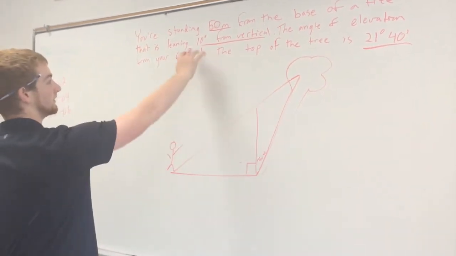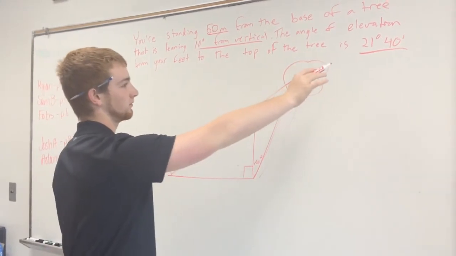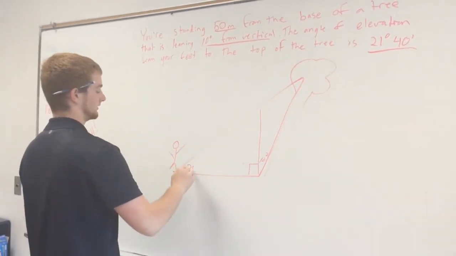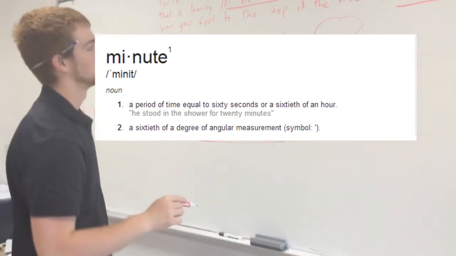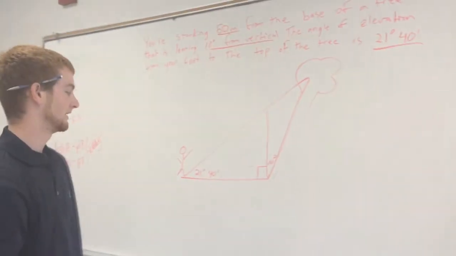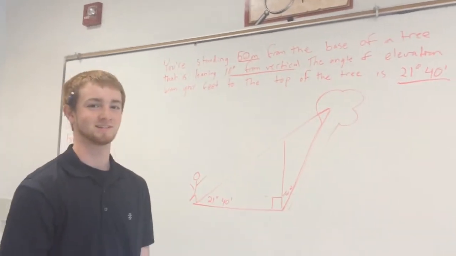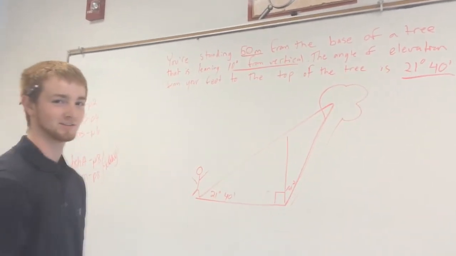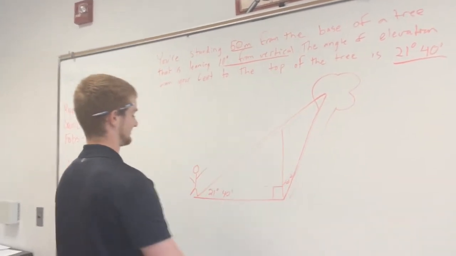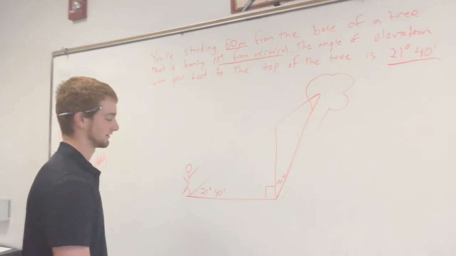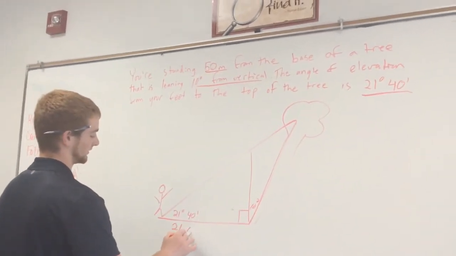The angle of elevation from your feet to the top of the tree is 21 degrees and 40 minutes. What's a minute? A minute is a unit of measurement out of 60. So 40 divided by 60. Oh, so it's not out of 100. It's not like a decimal where it's out of 100. It's out of 60. Yeah, correct. Okay. So that'd be 2/3 and it'd be 21.66.